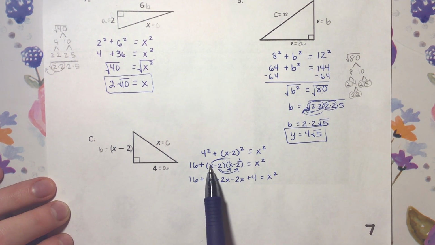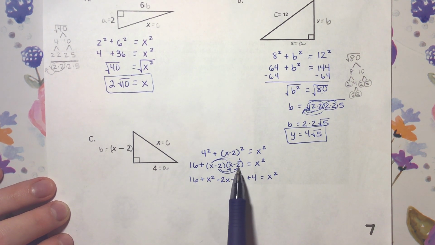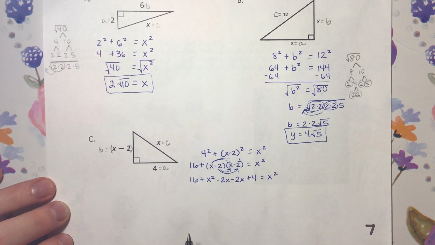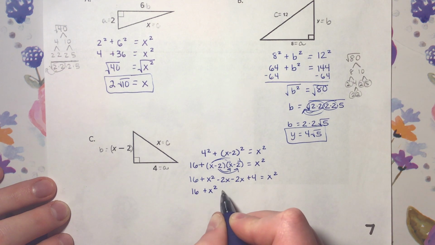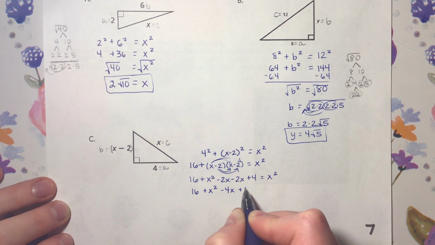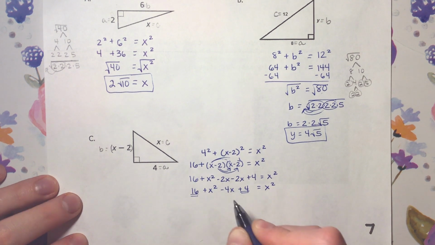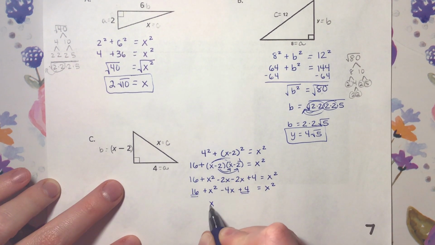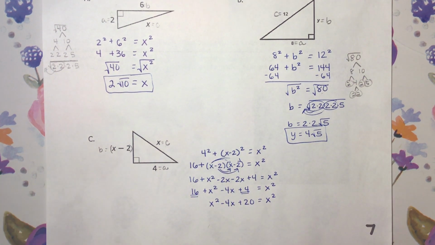This term I got taking X times X. Negative 2X, I have X times negative 2. Negative 2X again, I have negative 2 times X, and then negative 2 times negative 2 gets me my positive 4. Let's simplify that down a little bit. So that gets me 16 plus X squared minus 4X plus 4 equals X squared. I should have combined these guys, but I didn't. So now I have X squared minus 4X plus 20 is equal to X squared.